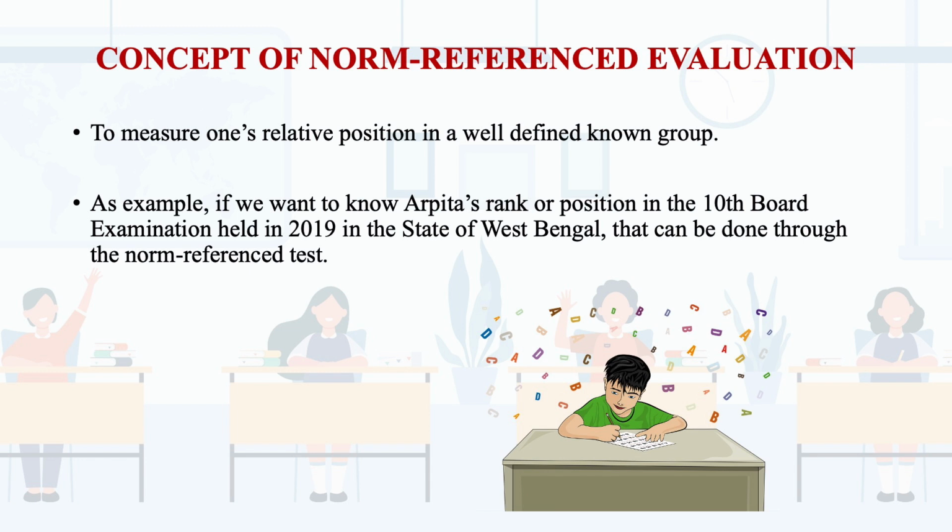So friends, let me give one example so that this concept will be more clear. As an example, if we want to know Arpita's rank or position in the 10th board examination held in 2019 in the state of West Bengal, that can be done through the norm reference test. So here, try to understand. In my first point, I have focused upon two things. One is there will be one well-defined known group, and in that group, you have to interpret the relative position of a learner, of a student.